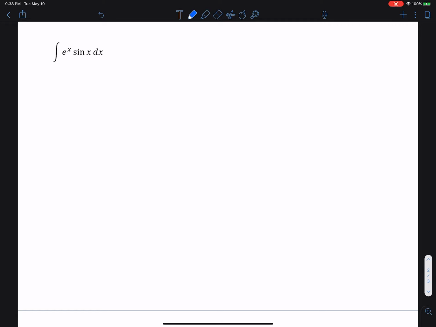Okay, so last problem. Again, u dv. We need to calculate v and du. So again, we pick u to be an easy one, so I'm going to pick that as e to the x. So du is e to the x dx. dv is sine of x. So v is the integral, negative cosine of x, right? So uv minus the integral of v du.